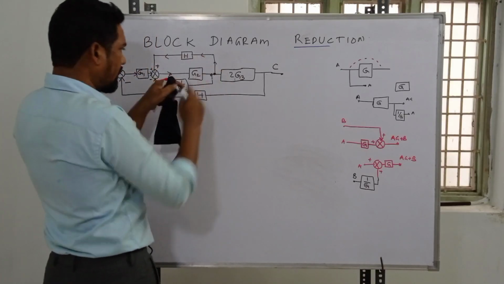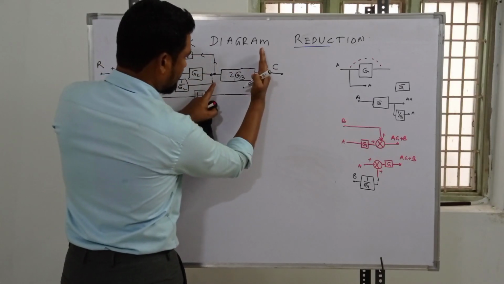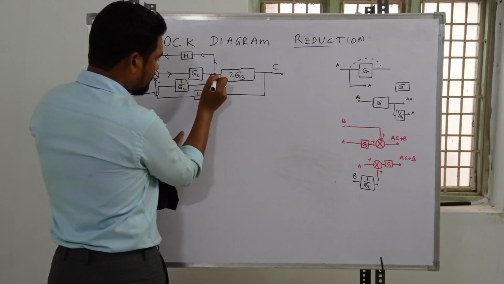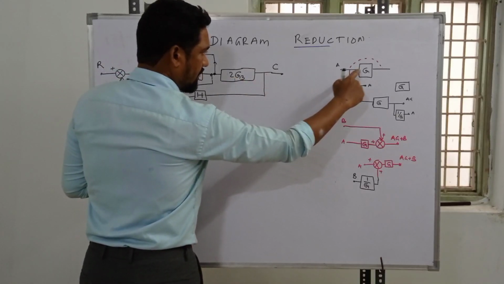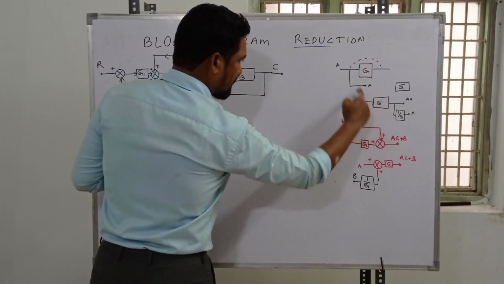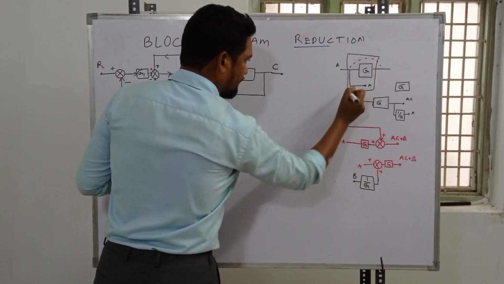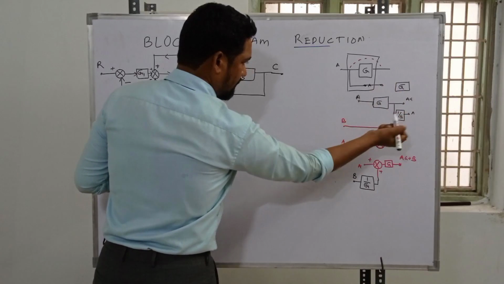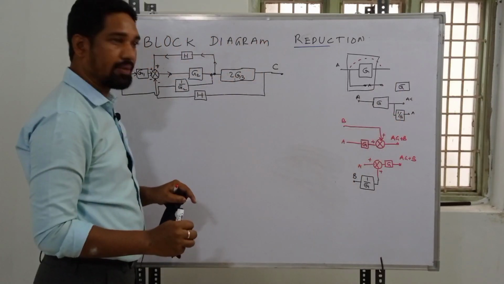Now forget about all the blocks, all this connection. This takeoff point is to be shifted ahead of 2G3. This takeoff point has to be shifted ahead of G. So what did we do? We didn't touch anything, only made a modification inside. The output is the same. So for that case, we introduce a block with the transmittance 1 by G.